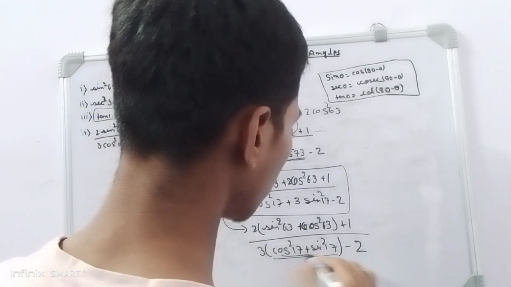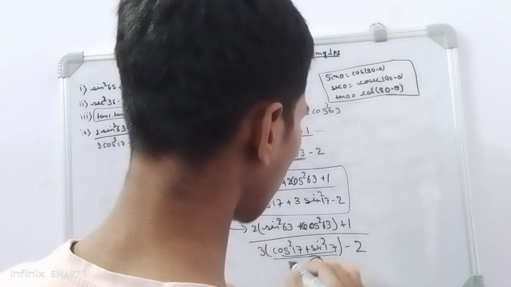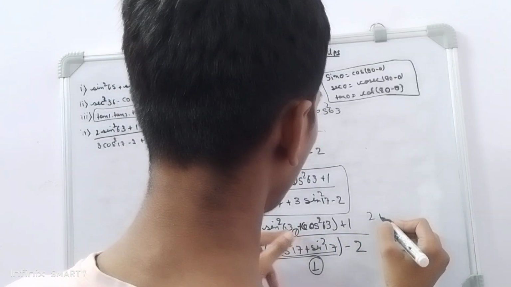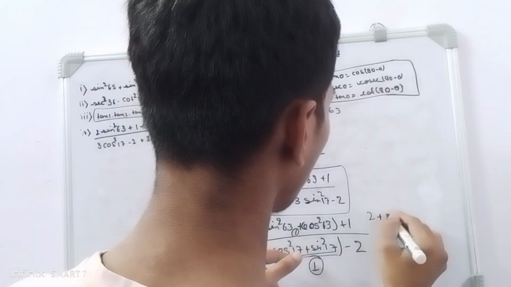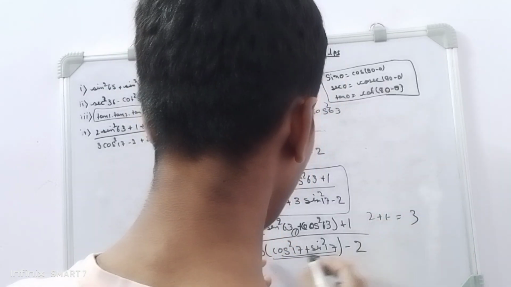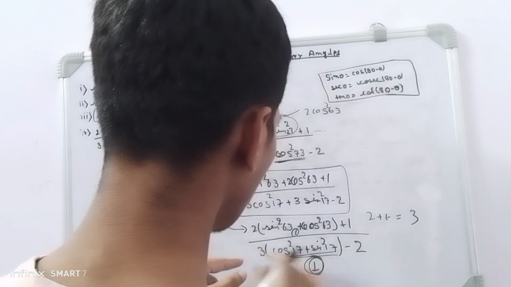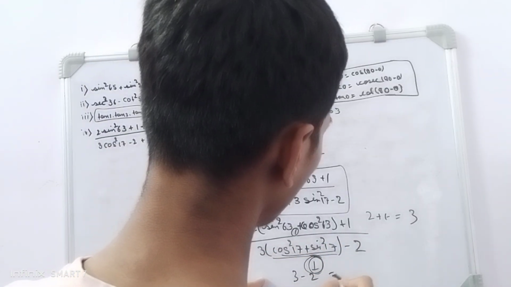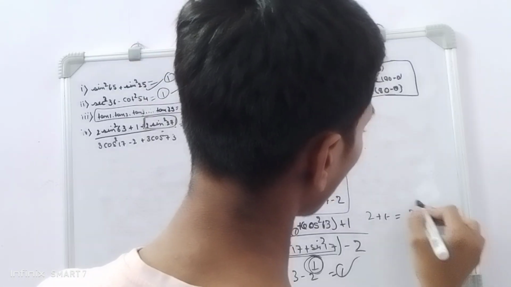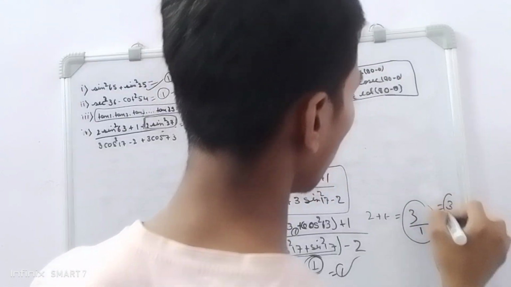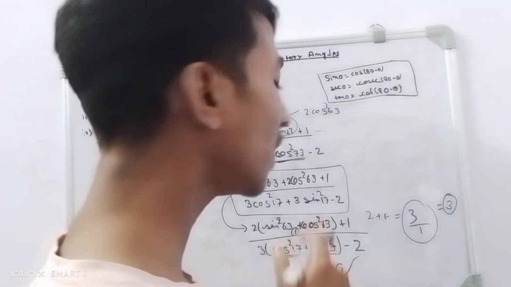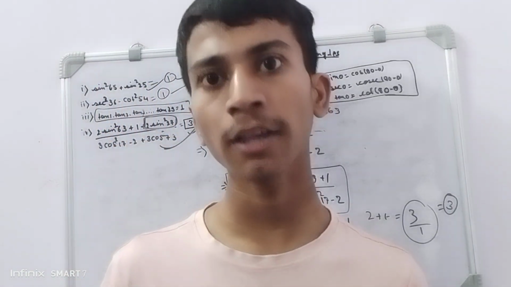And this is actually 1 using the identity, and this is also 1. So 2 multiplied by 1 remains 2, and plus 1 becomes 3. And now here 3 multiplied by 1 is 3, and then 3 minus 2 becomes 1. So it becomes 3 by 1, which is actually 3, and this is what we have to prove. And I think you got how we have to solve this question, and thank you for today.